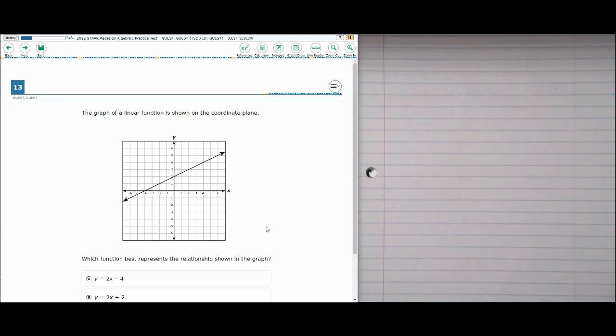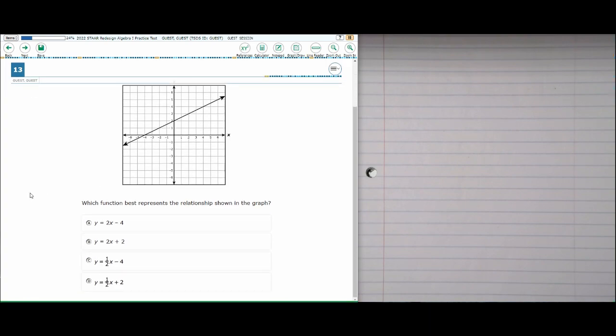Problem number 13 here. We're going to go ahead and read the question. Notice it says the graph of a linear function is shown on the coordinate plane. Which function best represents the relationship shown in the graph? So I want you to know, first of all, this is a line, so it's linear.